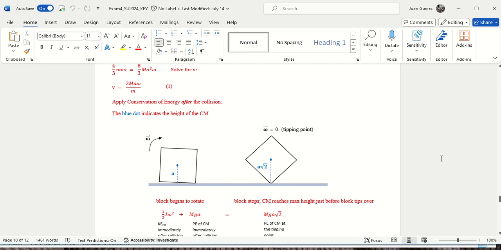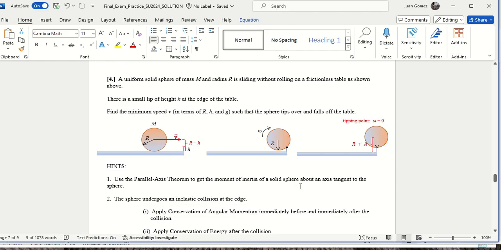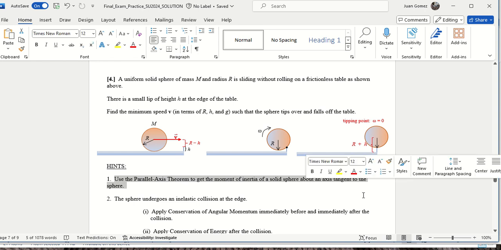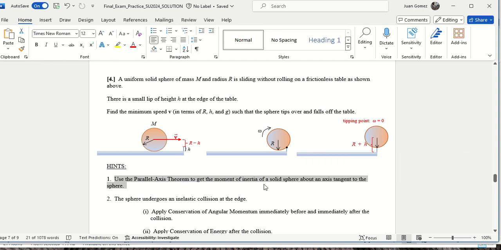Yeah. So this is a very similar problem. All right, so let's go back to it. Okay, so it's a uniform solid sphere. Well, a couple of hints. You need to use the parallel axis theorem to get the moment of inertia of a solid sphere about an axis tangent to the sphere, because it's rotating about this axis indicated by that black dot right there.